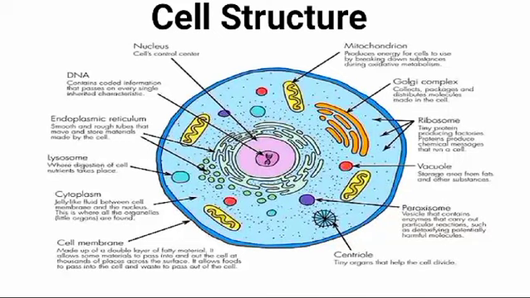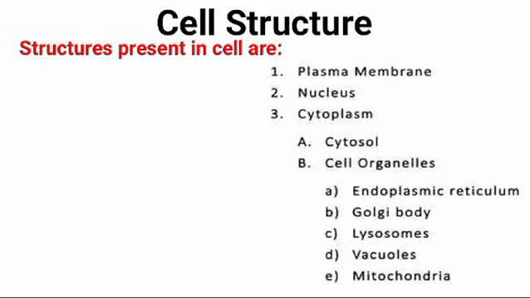Hello students, today's video is about cell structure. If we study a cell under a microscope, we would come across three features in almost every cell, that is a plasma membrane, nucleus and cytoplasm. All activities inside the cell and interactions of the cell with its environment are possible due to these features.